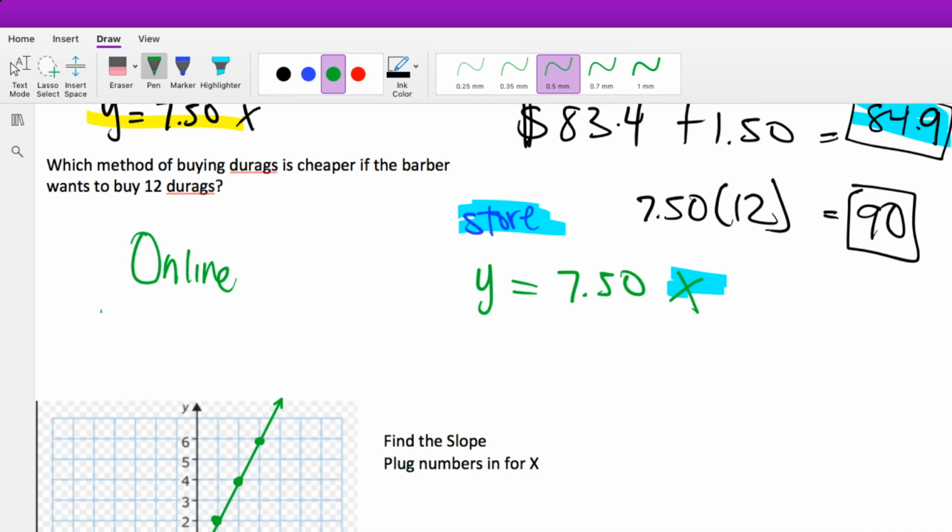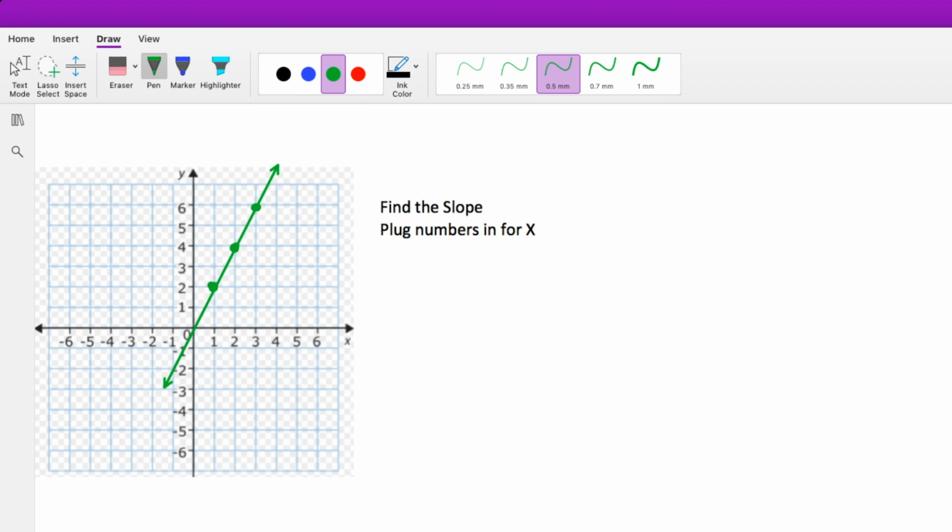Online is cheaper. Now let's say we were given a graph and we were asked to compare this graph to the table or to the equation that we saw originally. What would we do? Well, I just completely made this graph up. It is not proportional to the price of the do-rags. I just wanted to show you a little example of what you would do. First thing you do is find the slope. Let's look at rise over run. Or we could do our y2 minus y1 over x2 minus x1 formula to see what our slope would be.